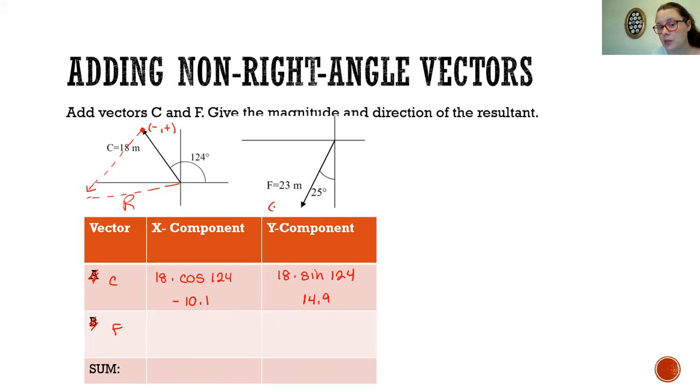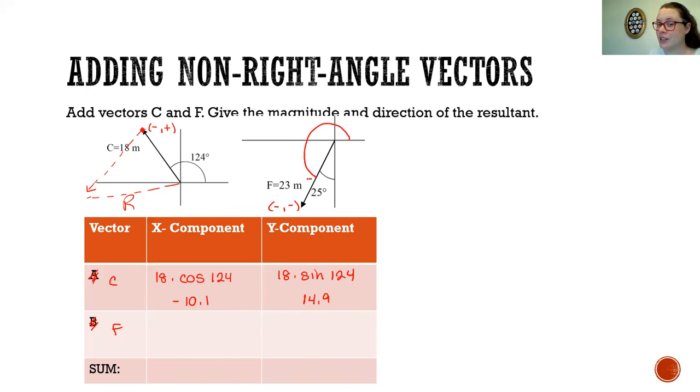This vector is pointing in the negative x and the negative y direction. So we should get two negative answers here. But we have 25 degrees. If you put 25 degrees, you're going to get positive x and positive y. That's going to tell you, oh, I should check, do I have the right angle?